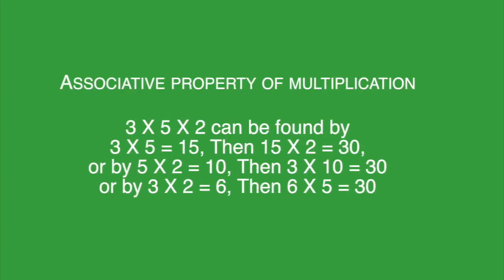The associative property of multiplication is also important. If I look at the example 3 times 5 times 2, we can do 3 times 5, that's going to equal 15. Then we take that 15 and multiply it by 2 to equal 30. Or we could do 5 times 2 equals 10, and then take 3 times 10, and that will also equal 30. So the order in which we multiply really does not make much of a difference.